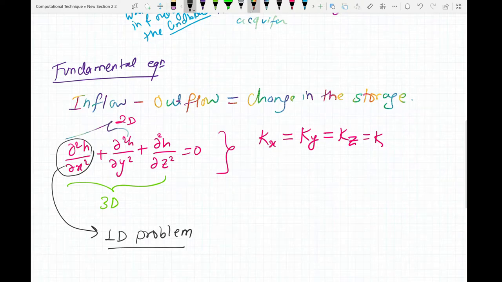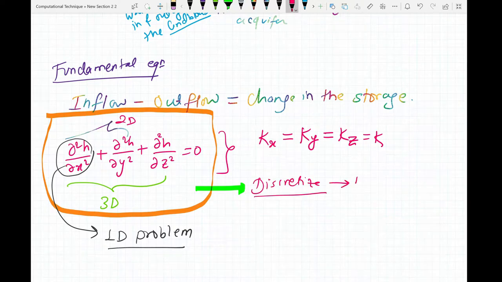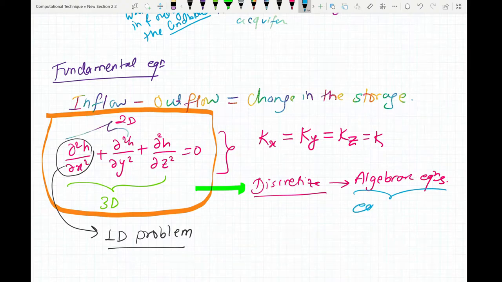Now what we do here is that we have this continuous partial differential equation. And to solve this analytically takes way longer time, and some of them may not even be solved. Therefore, what we do here is, we have this equation, right? We discretize it into some algebraic equations, which will be easier and faster to solve.